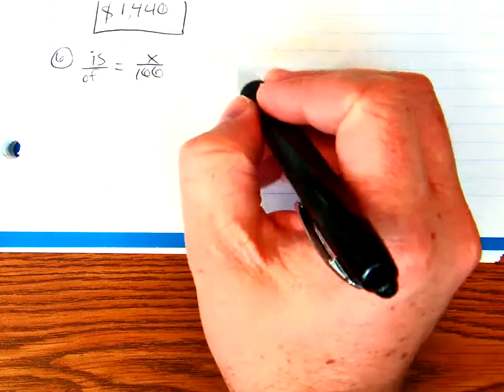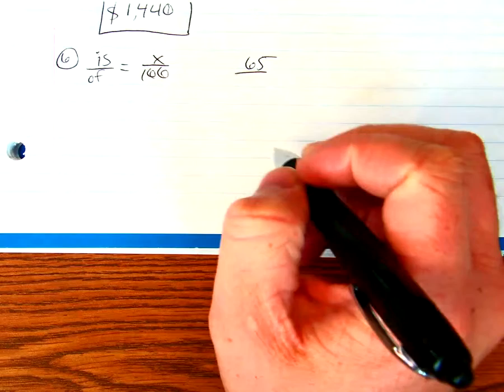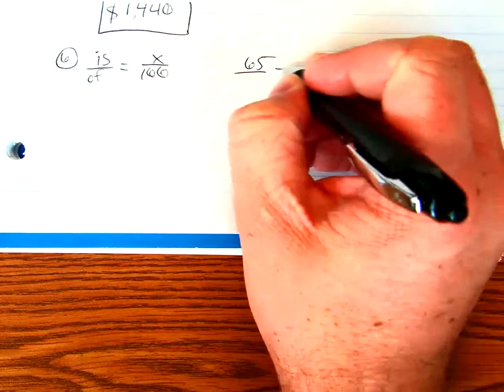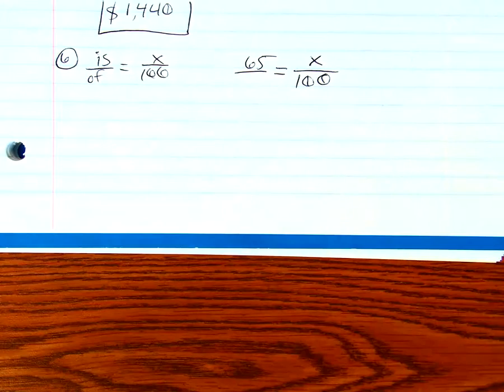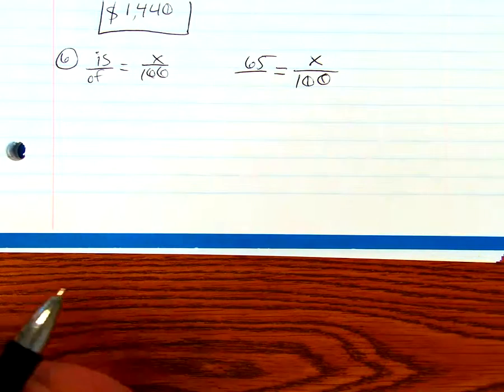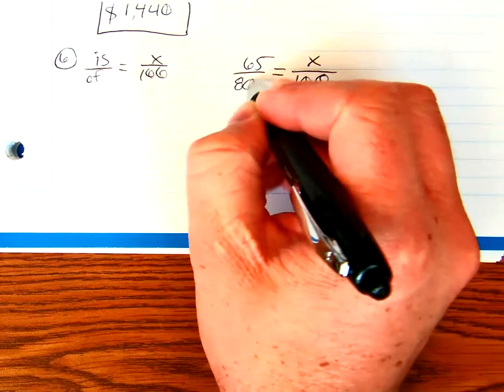So it says 65 is, so 65 goes on top. It says what percent? So we don't know the percent, but we know the percent always goes over 100. And it says of 80, so the 80 goes on the bottom.